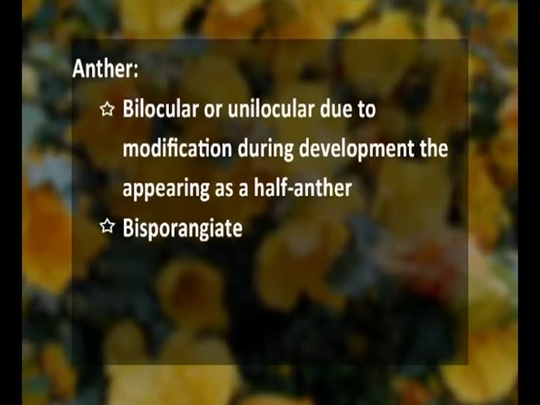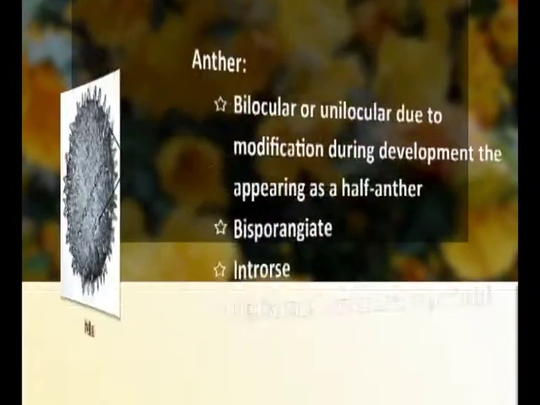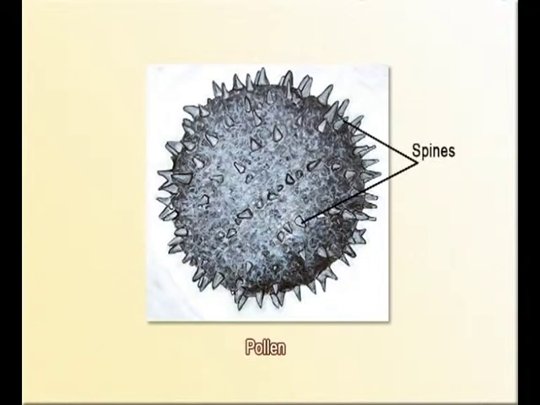The anthers are bisporangiate, they are introrse, and the dehiscence is either longitudinal or it can be poricidal. The pollen grains are large and with spines. That's why we call them spinulose. These pollen grains are tricolporate, triporate, though sometimes they can be multiporate.